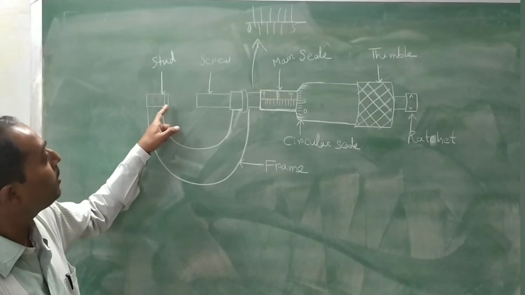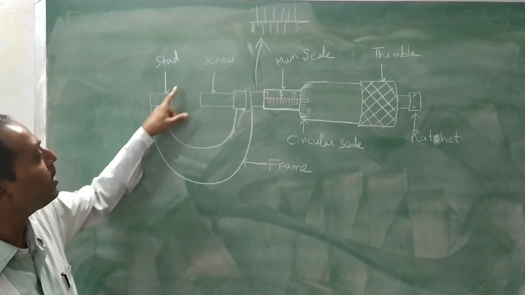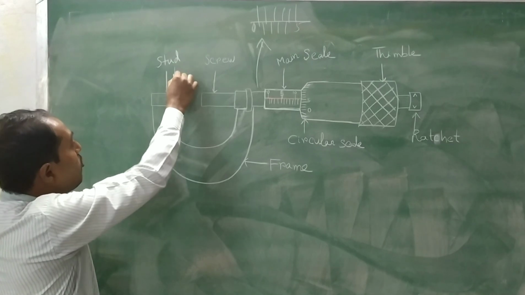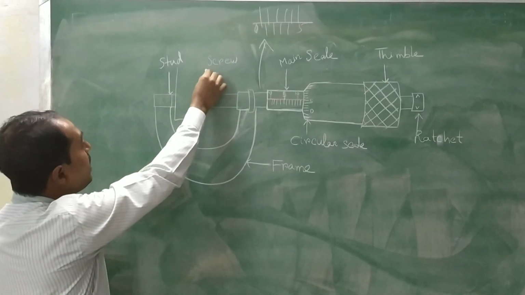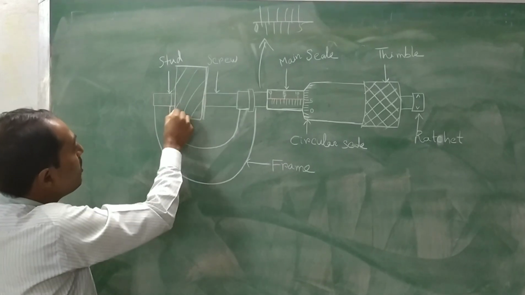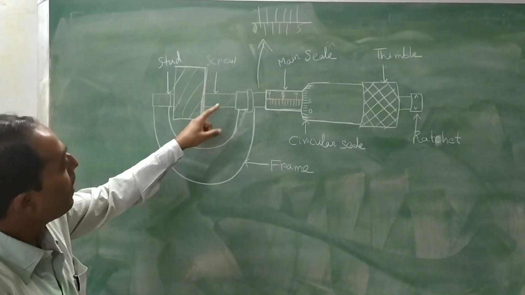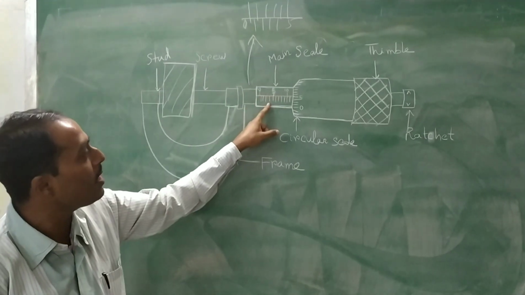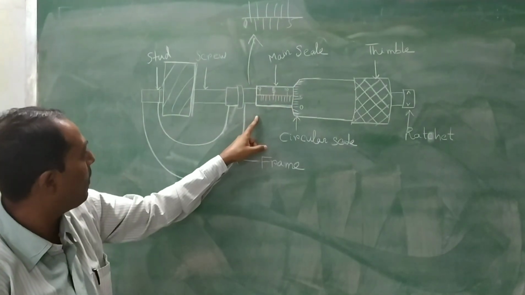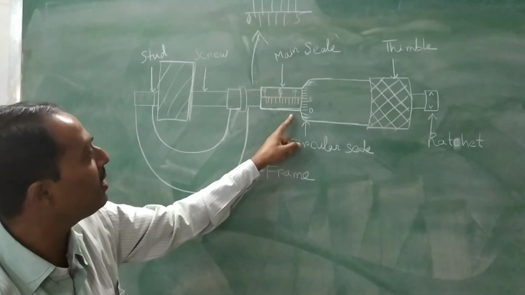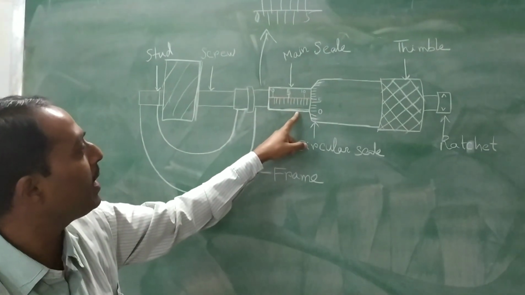Now let us look at measurement with a screw gauge. Now this is your screw gauge. You have to put your object between these two jaws. You have to place the object properly. Then you have to take the observation from the main scale part and from the circular scale part. The last mark which is clearly visible in the main scale is your main scale reading.